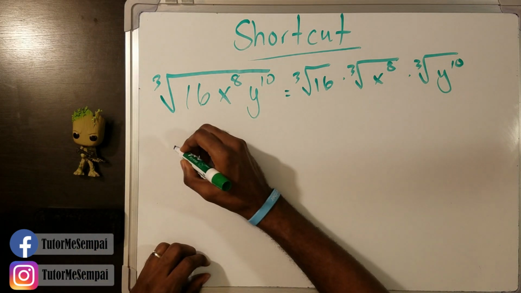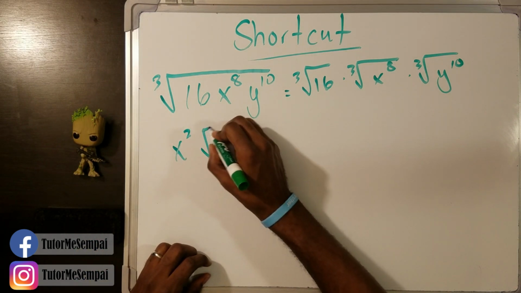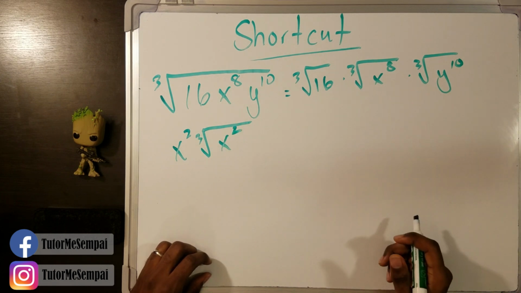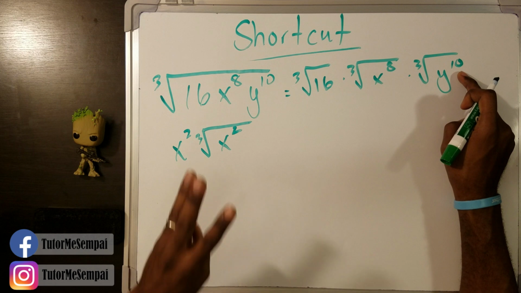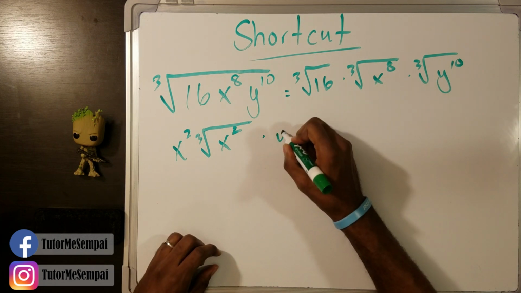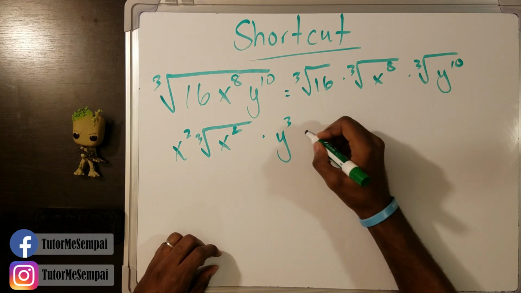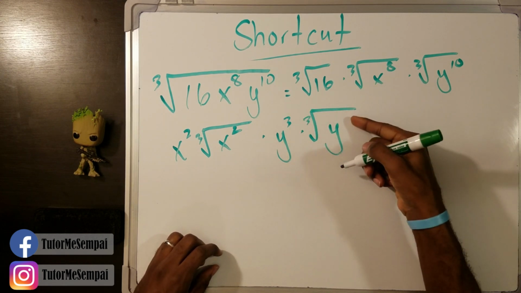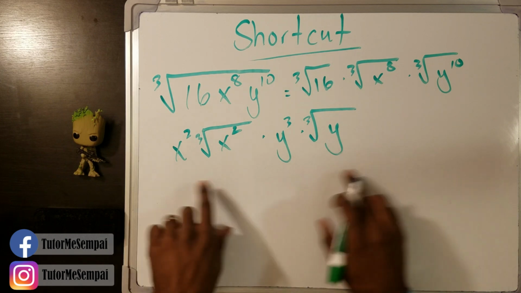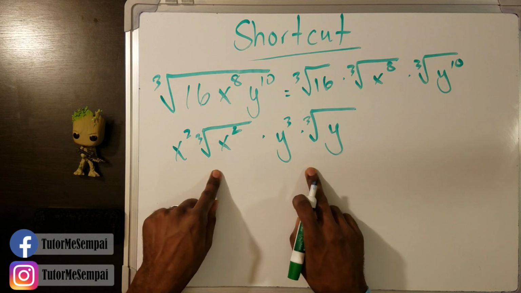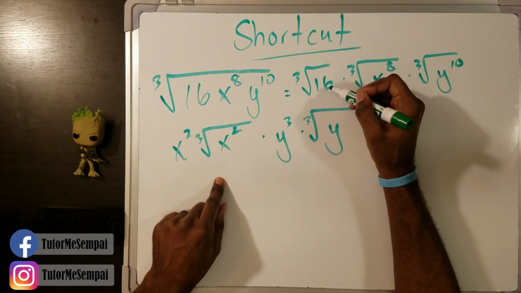So you're going to have something like this. X squared, cube root of x squared. How about our y's? 3 goes into 10 3 times with 1 left over. So you're going to have something like this. 3 y's outside times the cube root of y. Only 1 y is inside. So you see, we don't even have to do any of those other steps. We can go straight into this. But we're not done. We still have to find the cube root of 16.